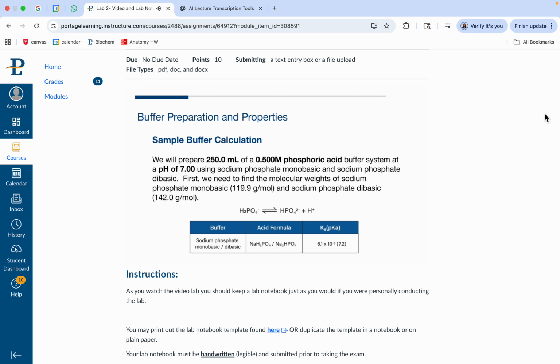So let's look at a sample buffer calculation. We're going to take a couple of slides to work through how we would actually prepare a buffer, and then we're going to make a buffer. Here's our problem. We want to prepare 250 milliliters of a 0.5 molar phosphate buffer, and we want to maintain it at a pH of 7, using sodium phosphate monobasic and sodium phosphate dibasic. And so we need to do some calculations.